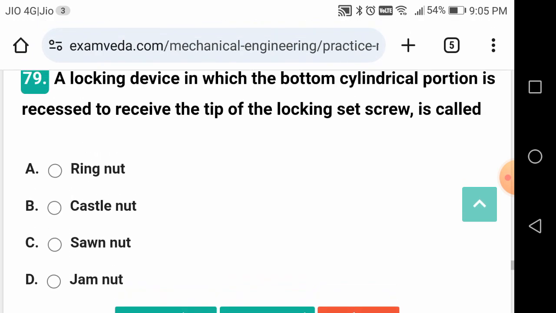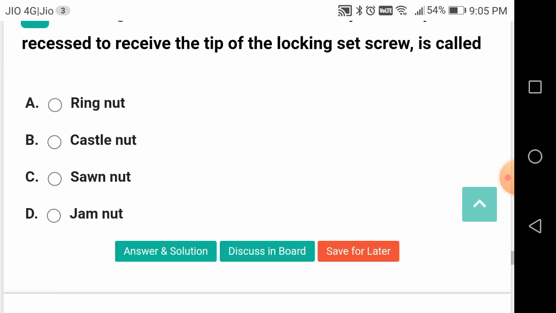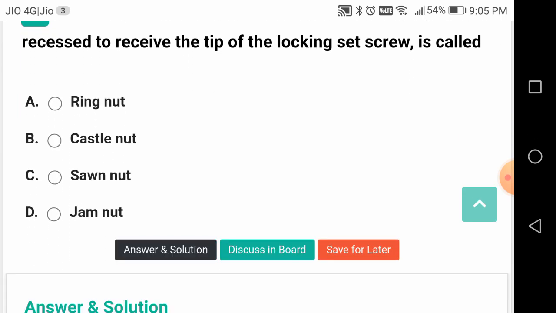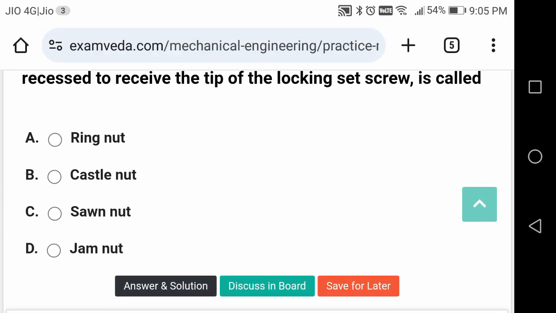A locking device in which the bottom cylindrical portion is recessed to receive the tip of the locking set screw is called. This is a good question, friends. Once again, it is a ring nut.